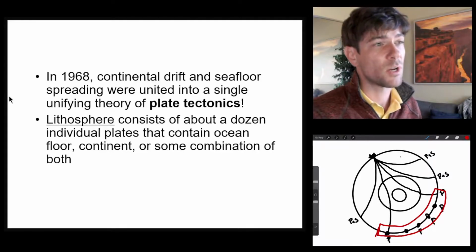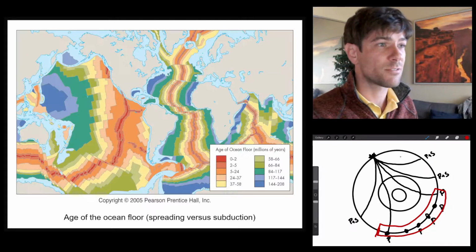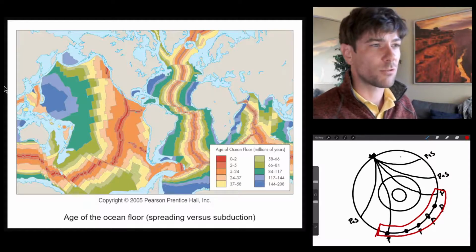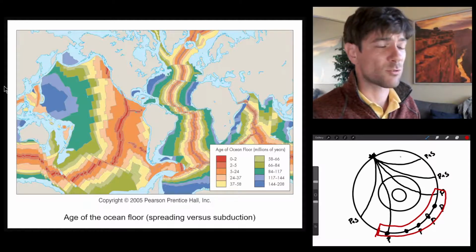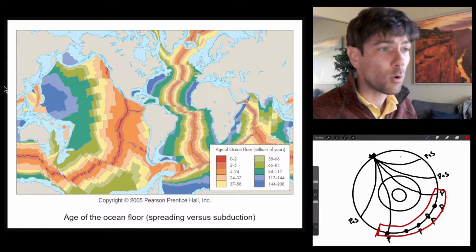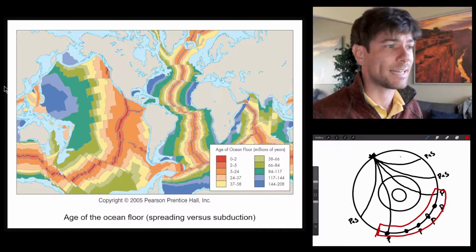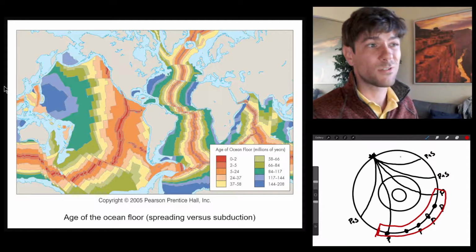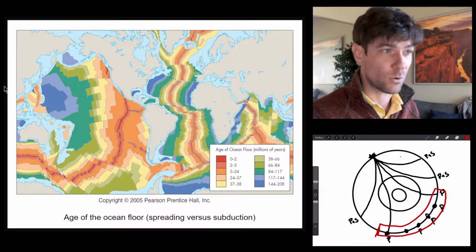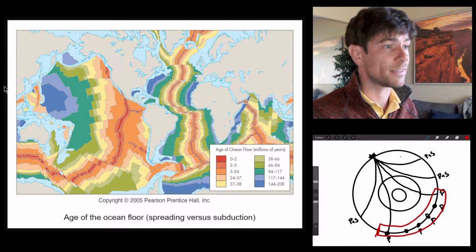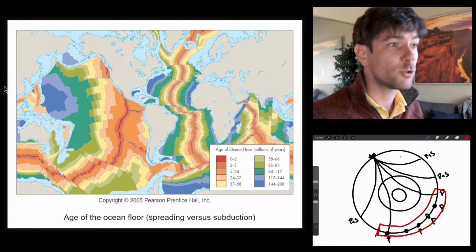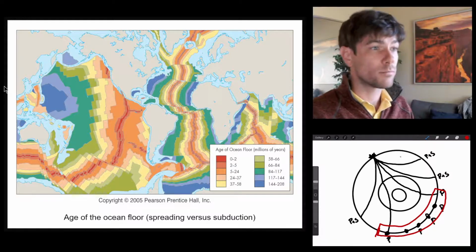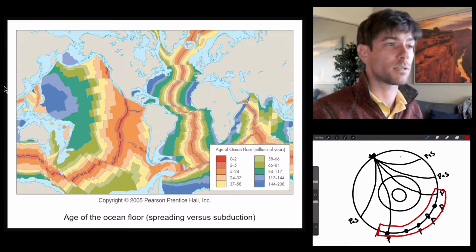All right, and so if we go back to this figure here, the ocean floor is really young. The oldest ocean crust we have on the planet is only about 200 million years old. The Earth itself is 4.5 billion years old, right? So whatever that is, 22 times older than the oldest ocean crust.